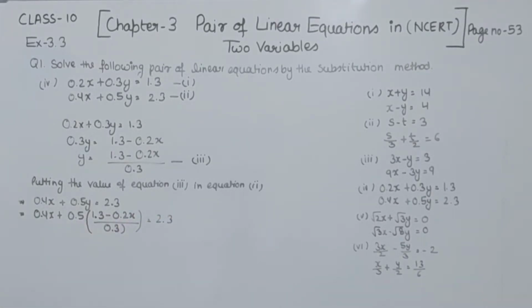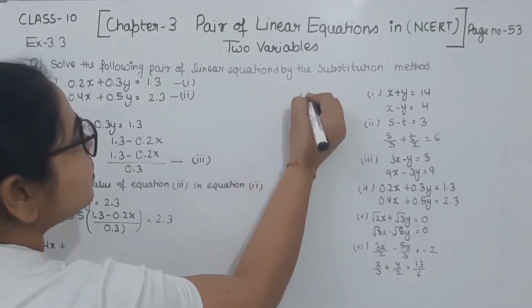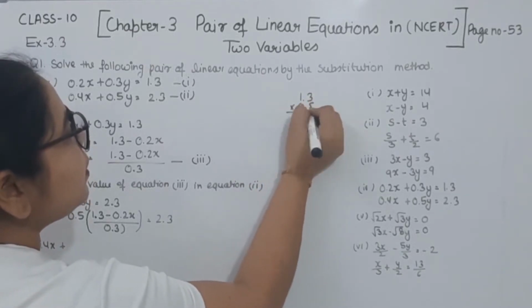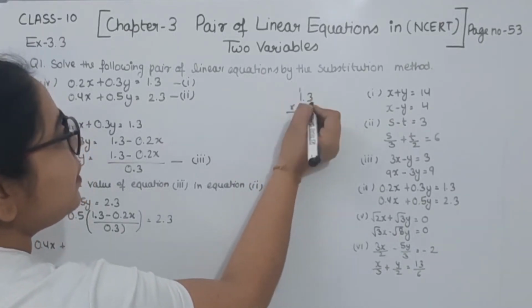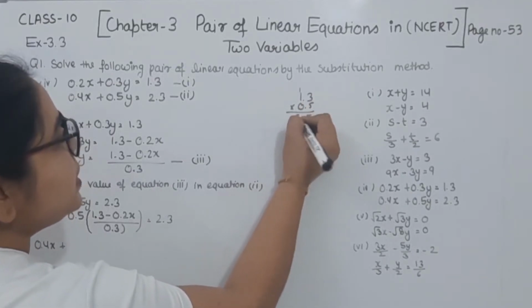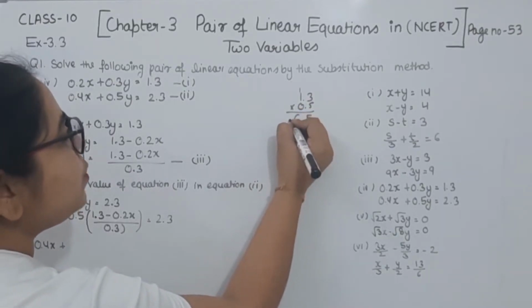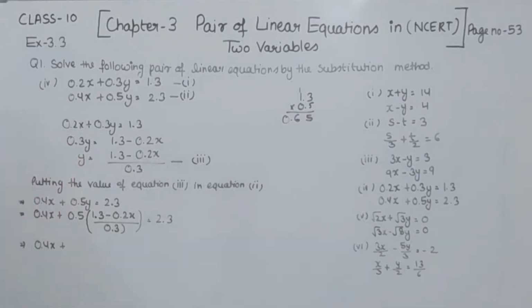Now we are going to solve this one. So here we have 0.4x plus we have to multiply 1.3 by 0.5. So 5 3s are 15, carry 1, 5 1s are 5 and 1 is 6. We have to put the decimal after 2 digits. So this one is 0.65.